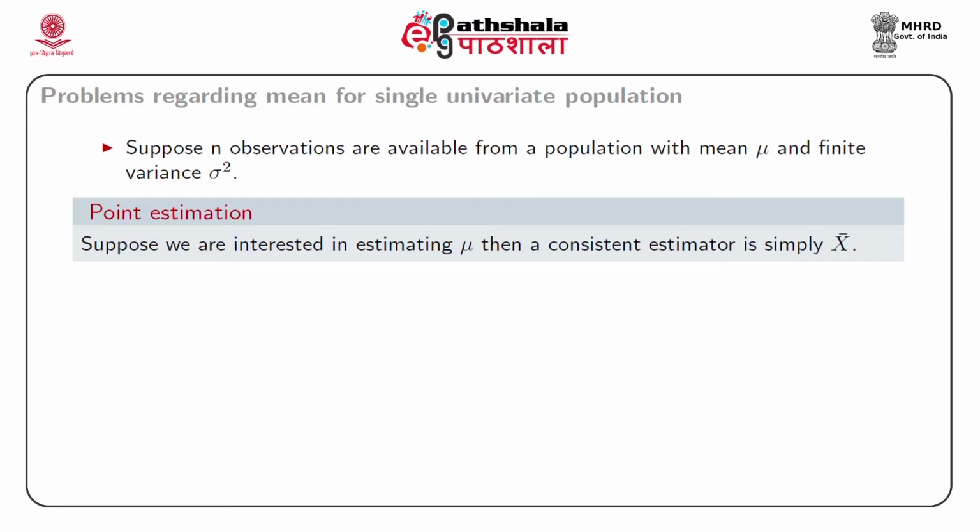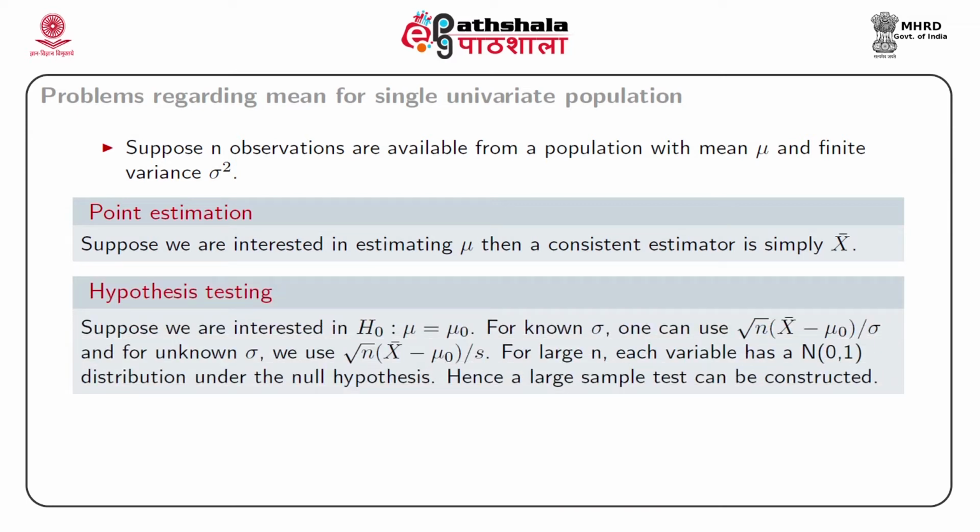Next comes hypothesis testing. Suppose we are interested in testing the null hypothesis mu equal to mu naught. For known sigma, one can use the statistic square root of n multiplied by x bar minus mu naught divided by sigma, and for unknown sigma we can use the statistic square root of n multiplied by x bar minus mu naught divided by s, where s is the sample standard deviation.